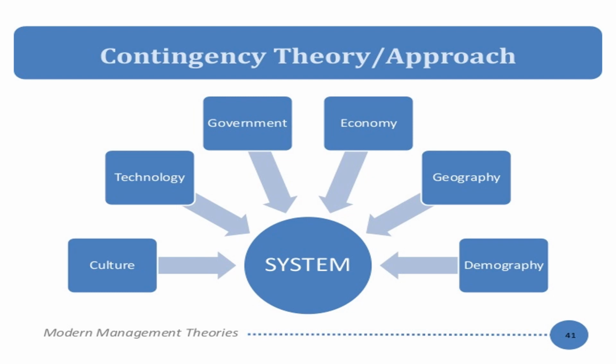Now, in the contingency theory, we have a very important part that is a systems approach. Now, what is a system? A system encompasses everything which is there in the business. It includes culture, technology, government, economy, demography, and geography.